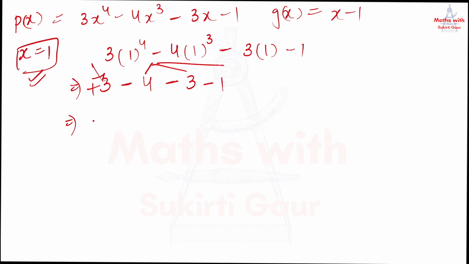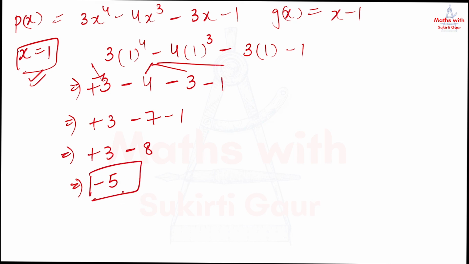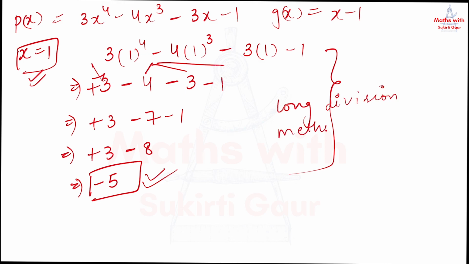So let us do that. Plus 3 as it is. Minus 4 minus 3 will give us minus 7, and minus 1 as it is, step by step, so that there is no mistake. Minus 7 minus 1 will give us minus 8. Now plus minus minus, 8 minus 3 will give us minus 5. So can you see, in just 3-4 steps we are getting the same remainder as we got after that long division method.